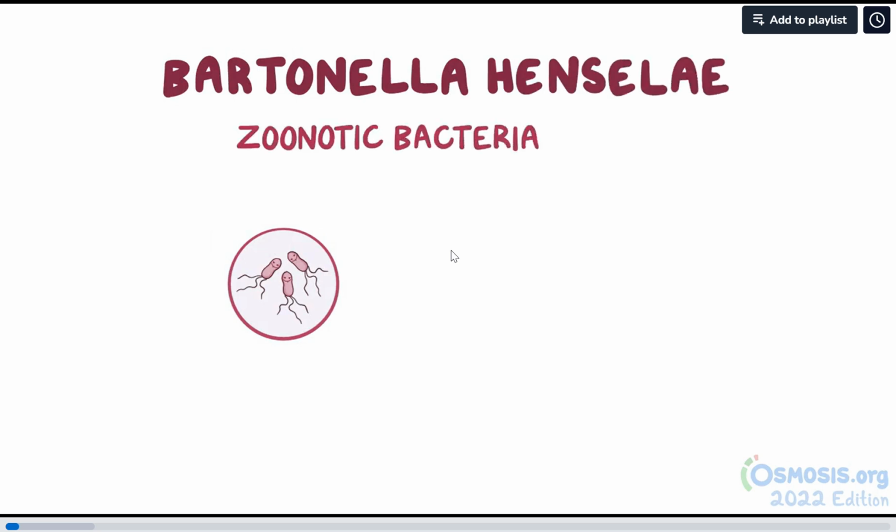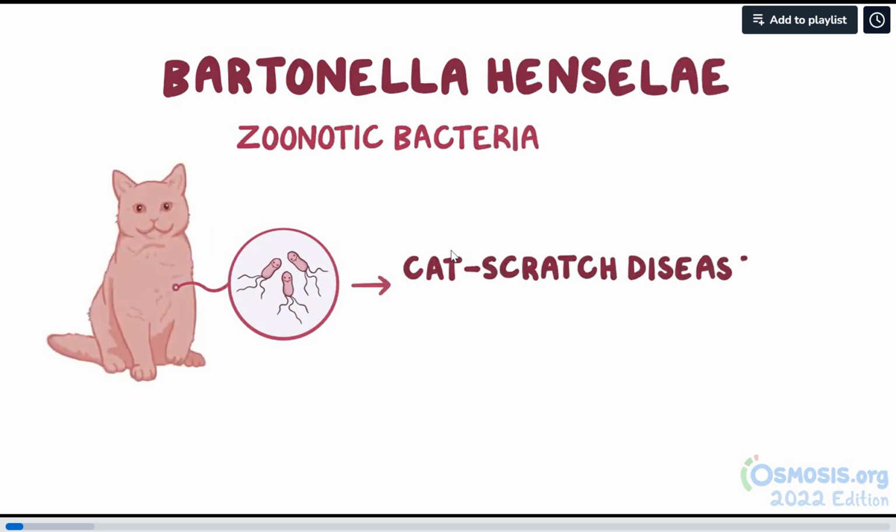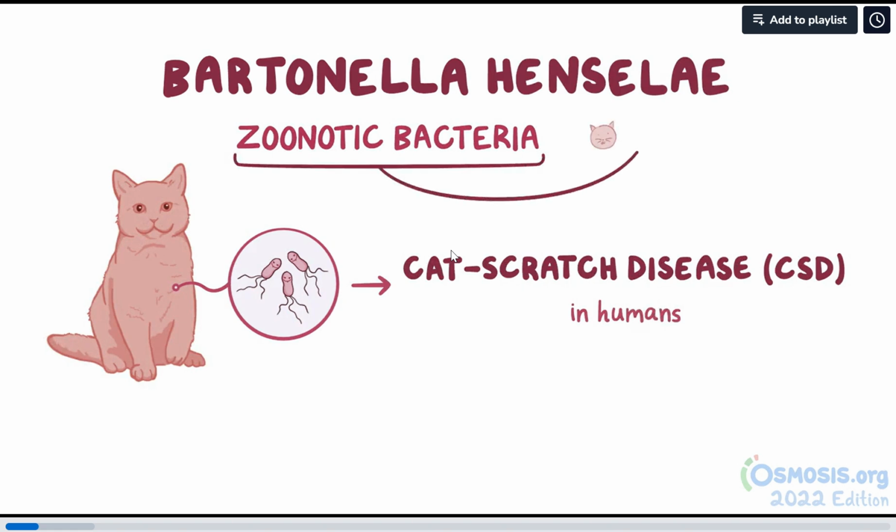Bartonella henselae is a zoonotic bacteria which may cause cat scratch disease, or CSD, in humans. Zoonotic bacteria refers to any bacteria which can be transmitted between animals and people.